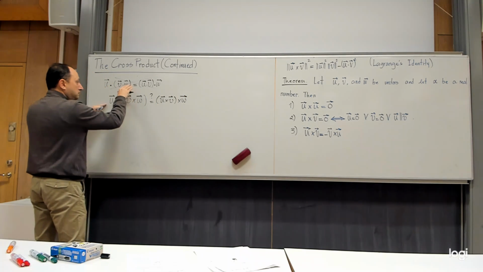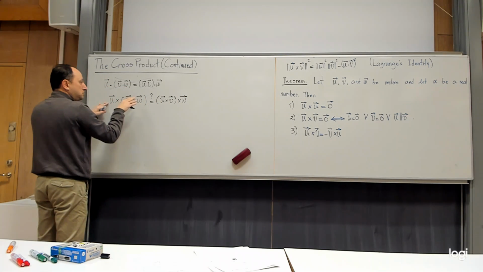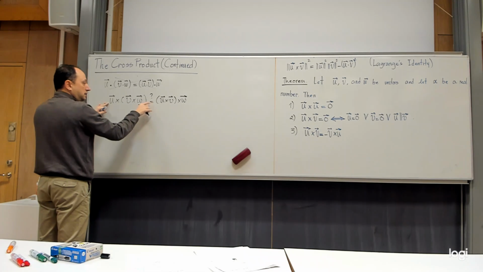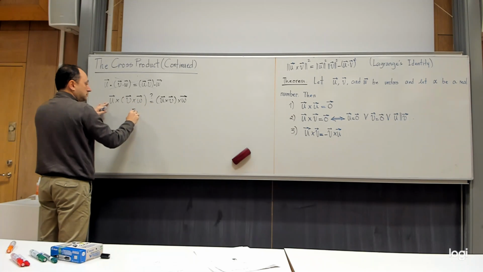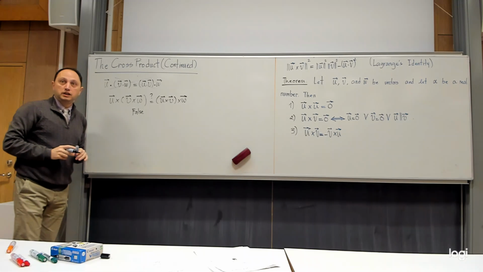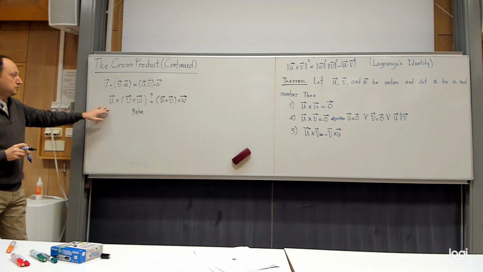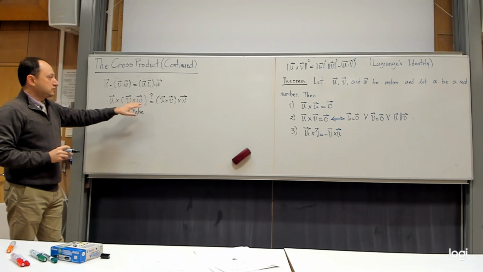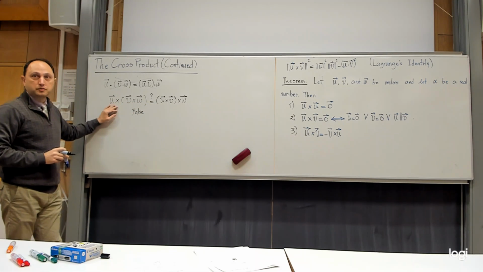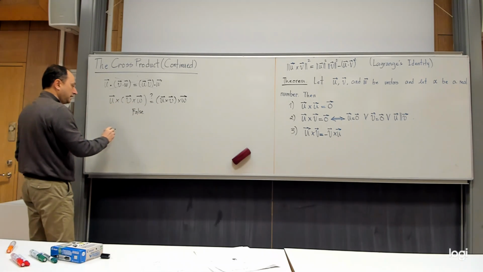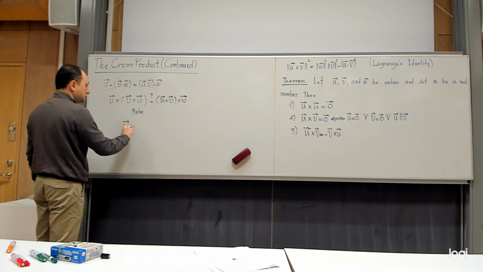Yes, so it is not meaningless. It is meaningful to ask this question, but it is false. Okay, we will come back to it. So for the time being, we don't have associativity for the cross product. So this is extremely important. I cannot ask you to calculate this for me.